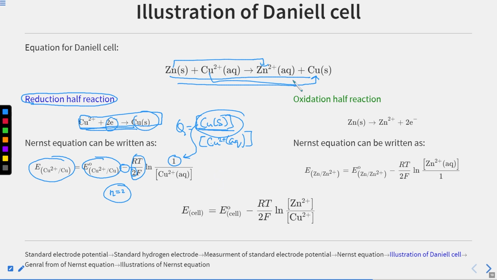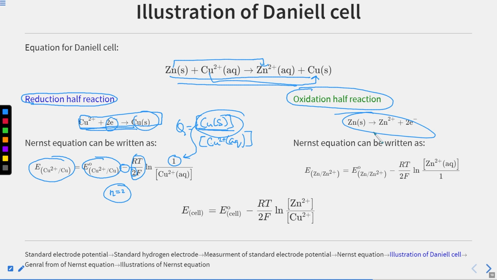Similarly, we can write the same thing for the oxidation potential. How can we write it? If you write the oxidation half reaction, it will be written as Zn going to Zn2+.